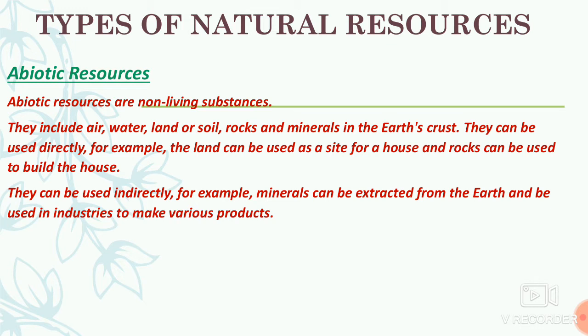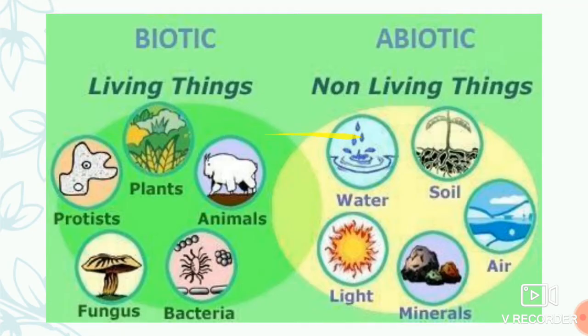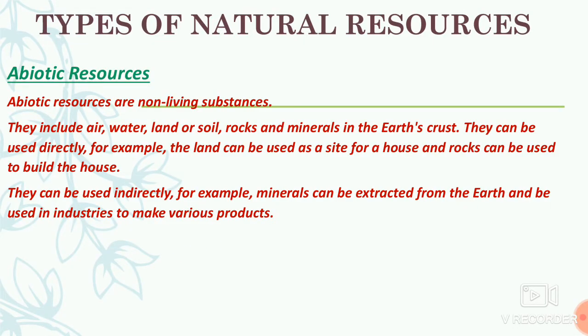Abiotic resources are the non-living things or non-living substances. They include air, water, land, soil, rocks, and minerals which are found in the earth's crust. So air, water, land or soil, rocks and minerals are abiotic resources. They can be used directly. For example, I can use the land for building a house. Rocks can be used to build the house.